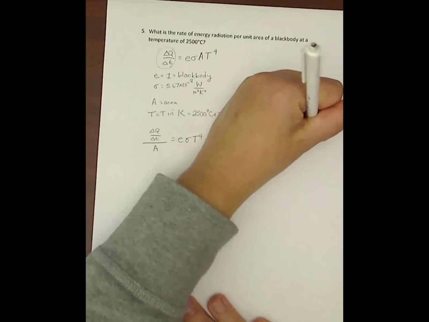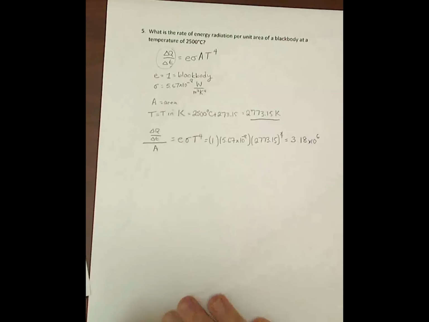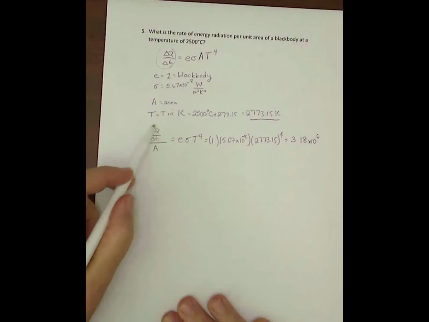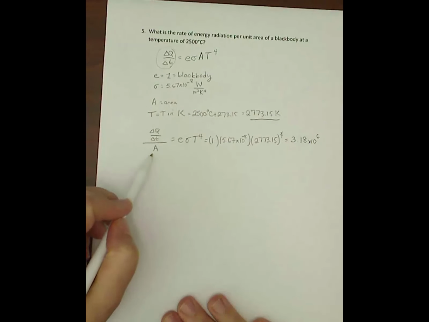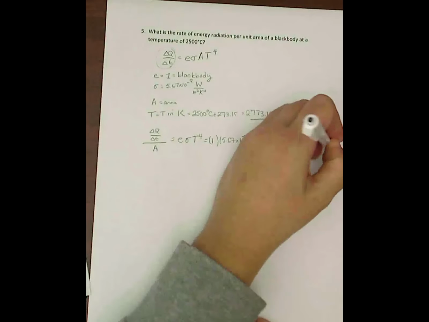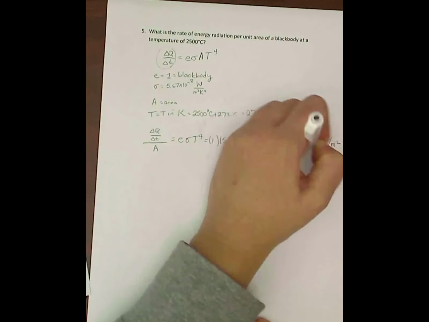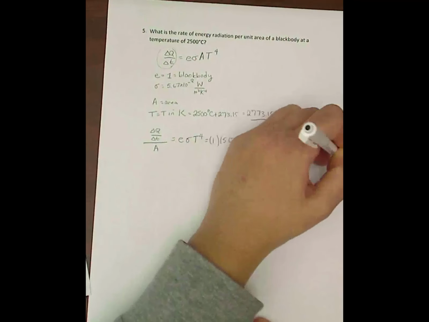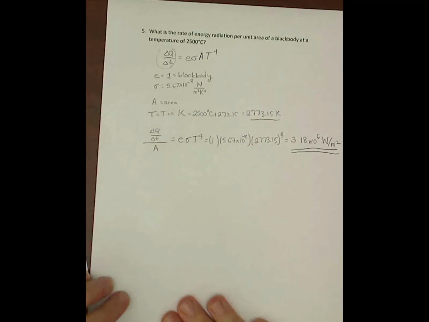And I get 3.18 times 10 to the 6, 3.18 million. What are the units? Well, delta Q over delta T is watts, joules per second, and the area is in meters squared, so this is in watts per square meter. Okay, so there's an awful lot of energy radiating out of that black body.